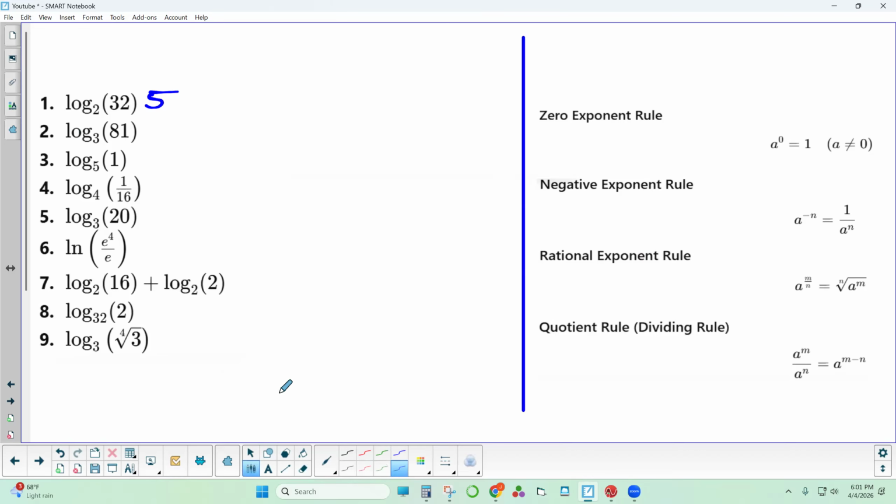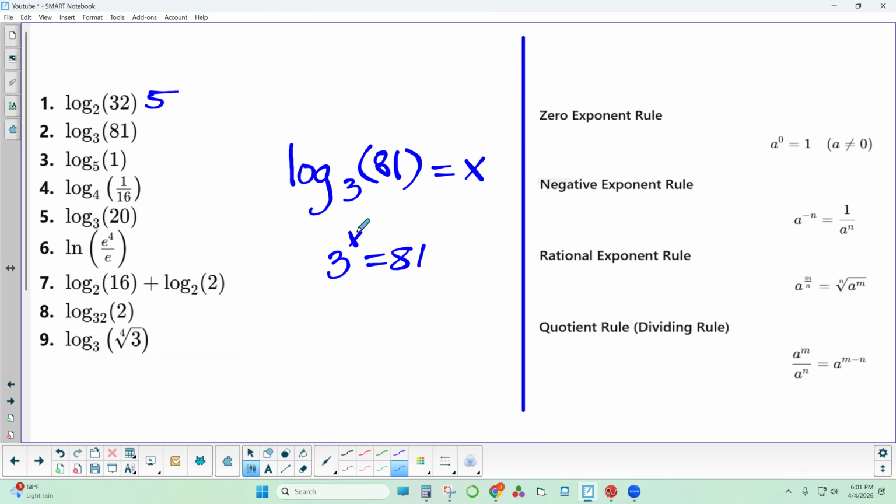All right, so let's look at the second one. Log base 3 of 81. So I'll do the exact same thing here. I'll set it equal to x. I'll rewrite it in exponential form. And I'm looking for the exponent I would raise 3 to get 81. 3 to the fourth power is 81. x equals 4. So my second one is 4.